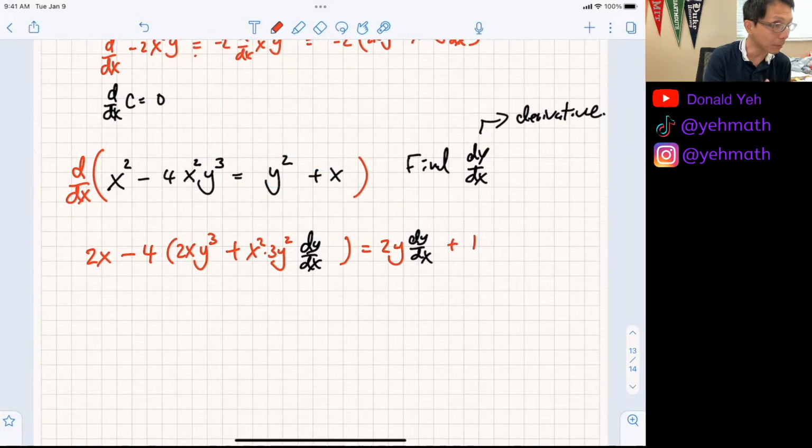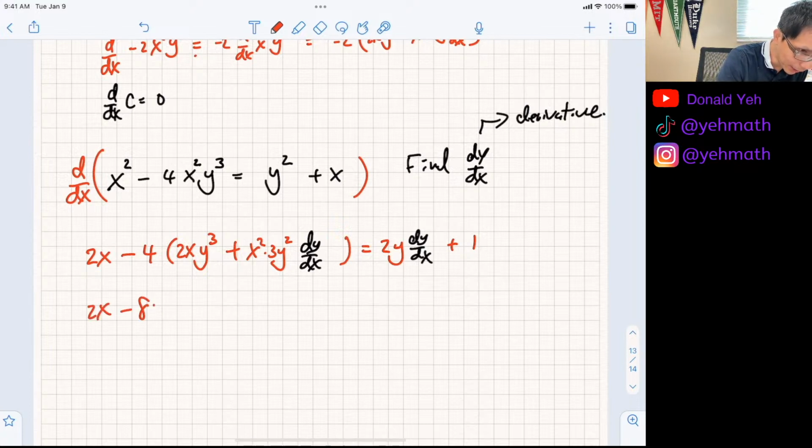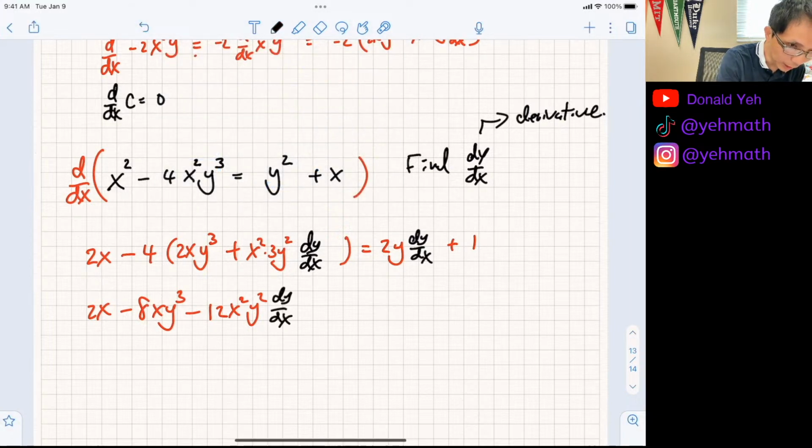Now, what I'm going to do is distribute the negative 4. So it's 2x minus 8x y to the third. Am I going too fast? Minus 4 times 3 is 12, x squared y squared, which is the dy/dx. I'm going to use a different color. Is equal to 2y and the dy/dx.